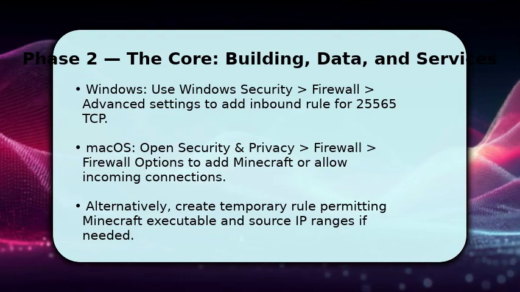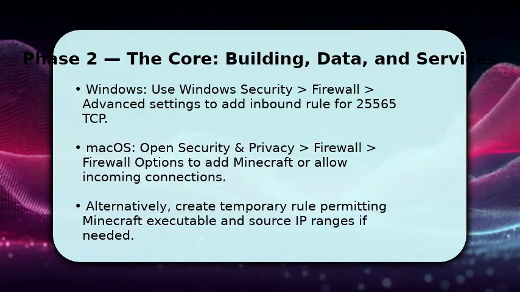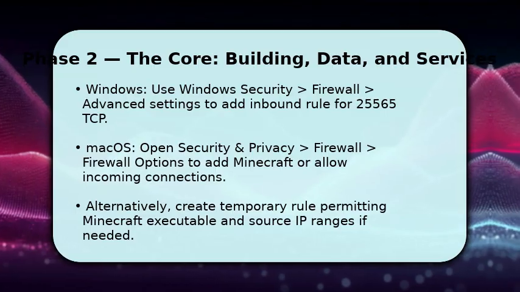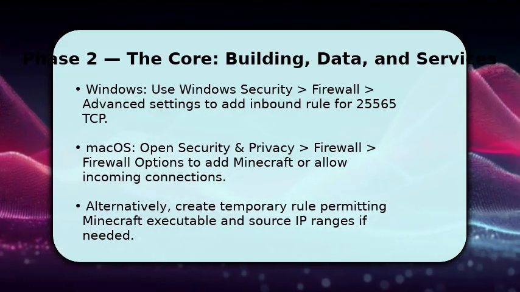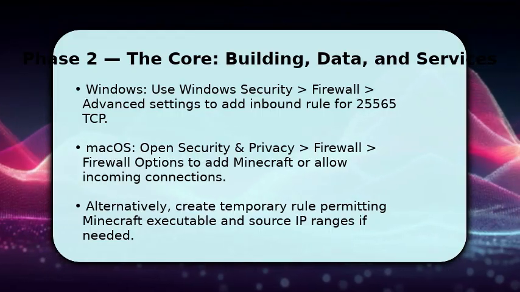Now you change the rules themselves. On Windows, open Windows Security, go to Firewall and Network Protection, then Advanced Settings. Create an inbound rule for TCP port 25,565 or for Java.EXE if using the Java edition.